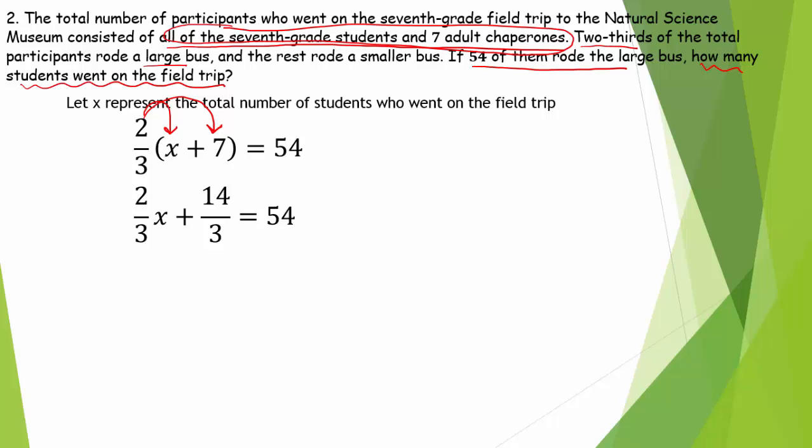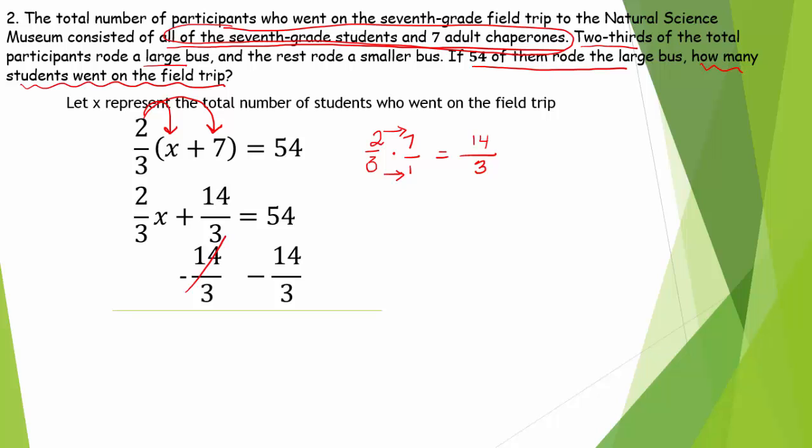So once I distribute the 2/3 through, and again, 2/3 times 7 off to the side, I can remind you of that. 2/3 times 7. 7 is the same as 7 over 1, straight across the top, straight across the bottom. 2 times 7 is 14, 3 times 1 is 3. That's where I get my 14/3. Now I have to undo any addition or subtraction first. So I'm going to subtract 14/3 on both sides.